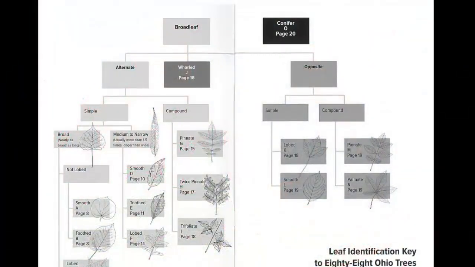So you start out just asking the questions. Is it a conifer or is it a hardwood, deciduous tree? Is it opposite or alternate? And then is it compound or simple? You just work your way through that, and at the end it tells you what that is.